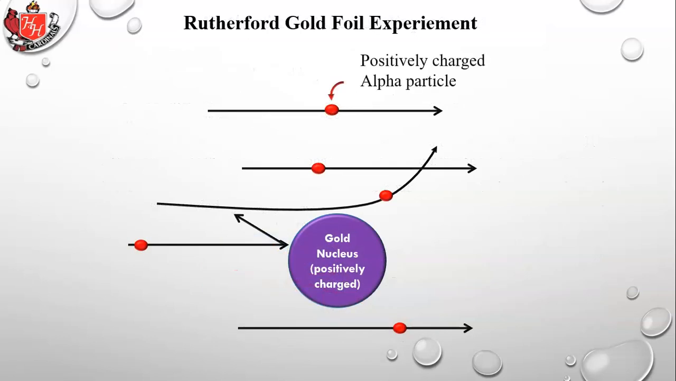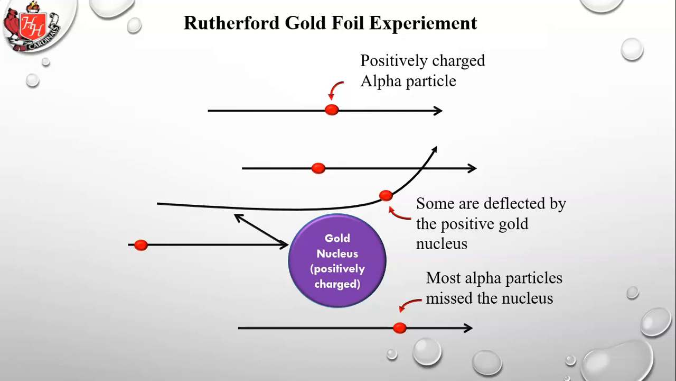So here's just an illustration. These little red dots are alpha particles, and most of them miss the nucleus. Again, most of the atom is empty space, so they'll just fly straight through from left to right. You see most of them doing that. So most alpha particles miss the nucleus. Some are deflected. They get close to the nucleus.